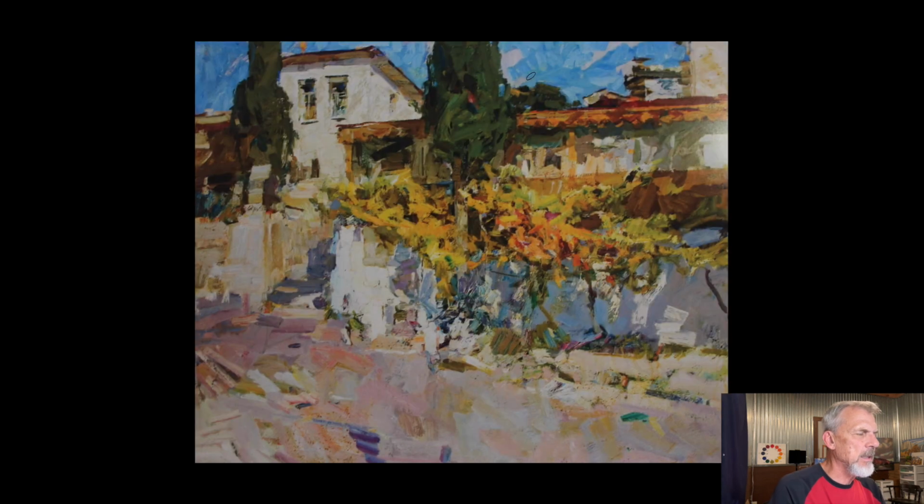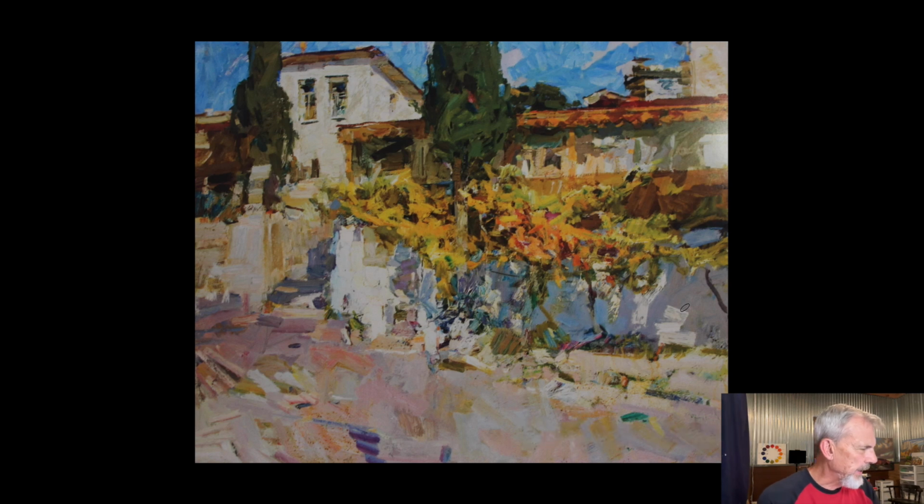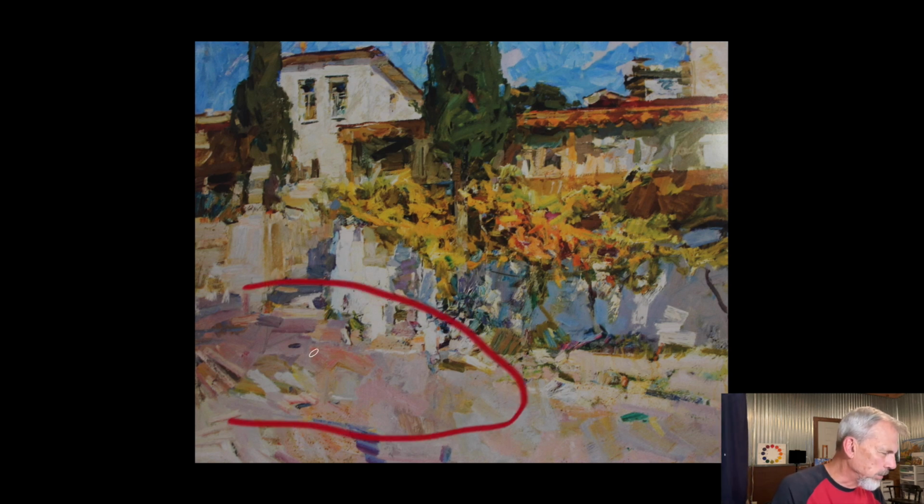Now let's go look at some paintings. This is a painting by Fyodor Zakharov. He was a Russian painter. I think he passed away in the 1980s. So his heyday was 50s, 60s, 70s, or at least 60s, 70s, 80s. Very expressive brushwork. And you can see, like down here, he's doing a lot of mixing right on the canvas.